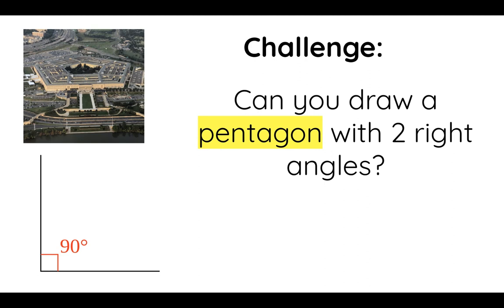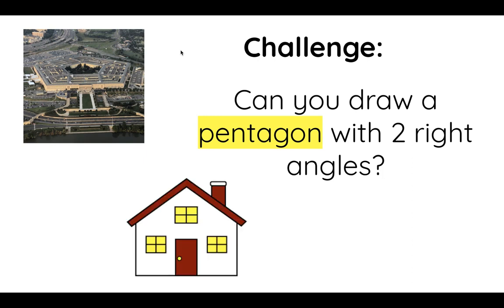I want to challenge you. On your paper, can you draw a pentagon with 2 right angles? Remember, here we have 1 right angle. How can you draw a 5-sided shape or a pentagon with 2 right angles? Pause the video and see if you can try. Good. Maybe some of you drew a little house. We see here's 1 right angle and here's the other right angle, and it has 5 sides.